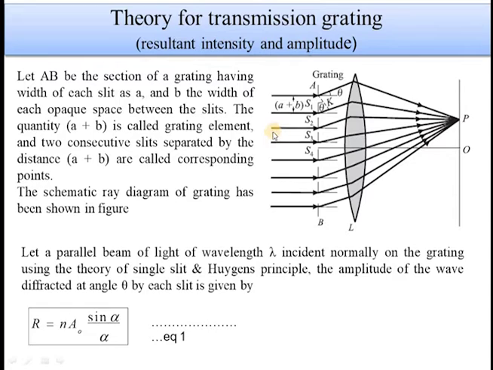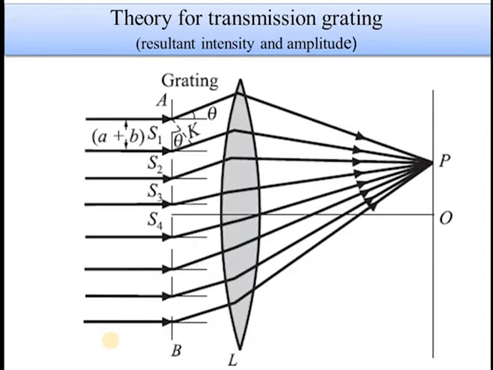The light that passes undeviated will reach the point O, where we get the central maximum. A parallel beam of light of wavelength lambda is incident on the grating, such that according to the Huygens principle, the amplitude of the wave diffracted at the angle theta is given by, as we have already studied, each slit producing light of amplitude R equal to N a0 sin alpha by alpha, that we studied in the Fraunhofer diffraction due to a single slit.